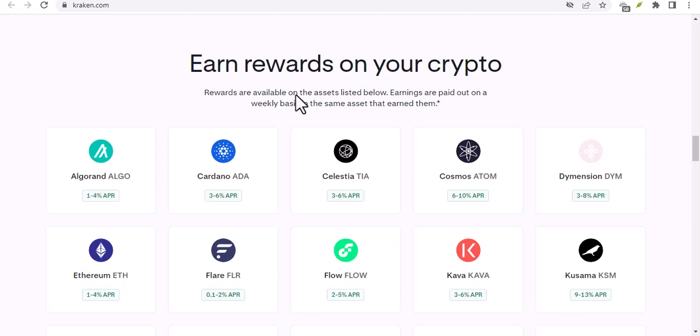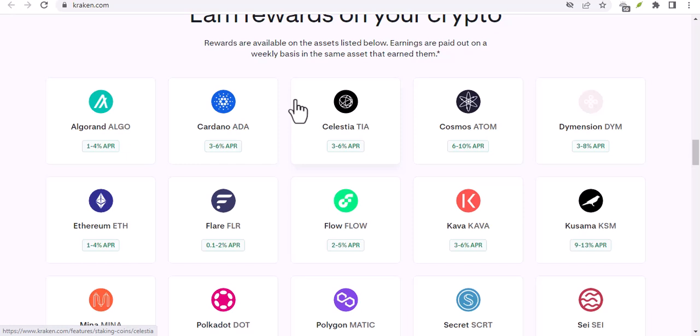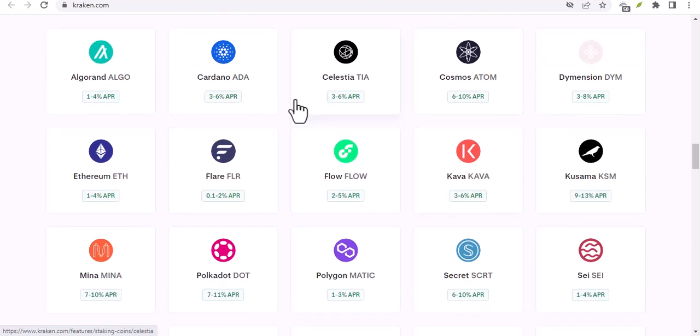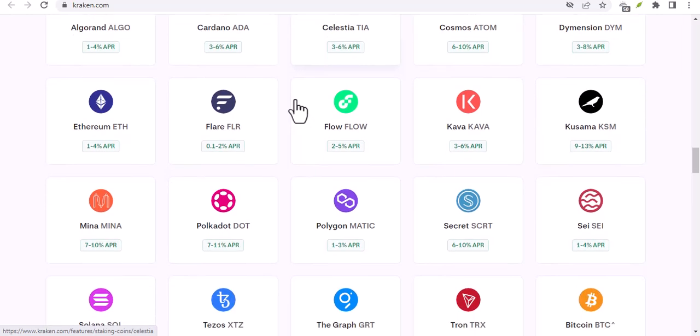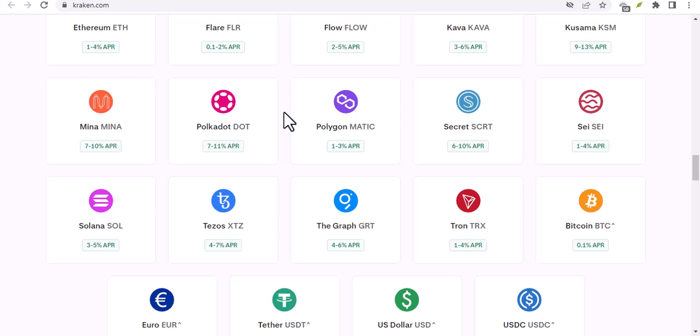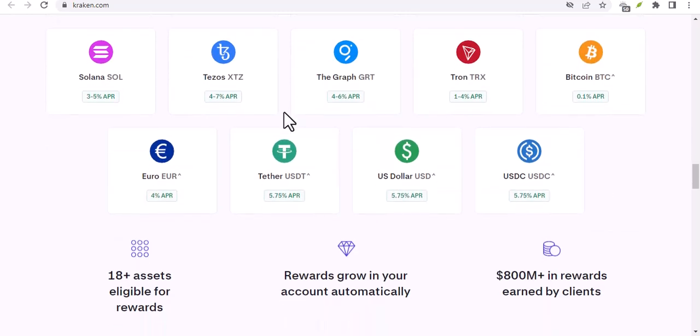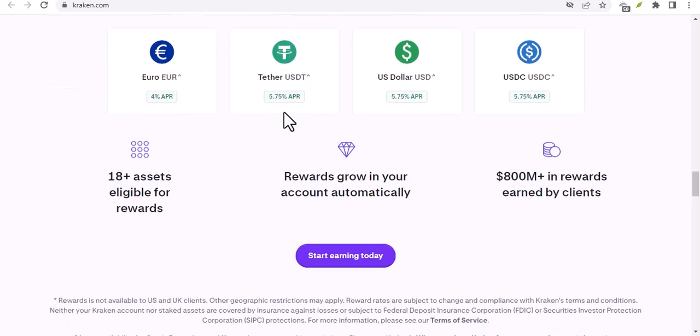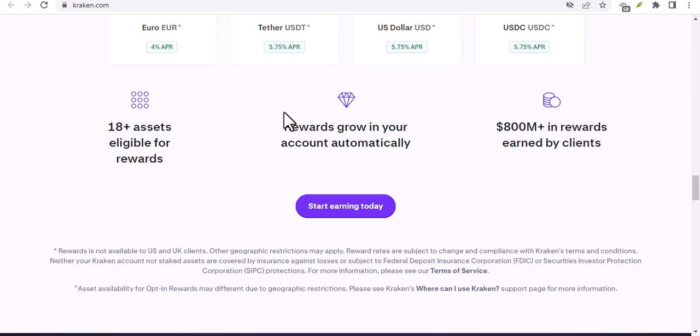Global economic conditions. Macroeconomic factors like interest rates, inflation, and geopolitical events can influence the overall cryptocurrency market, including the price of USDT. Technical analysis. Traders often use technical indicators like moving averages and relative strength index, RSI, to analyze price trends and make predictions. News and announcements. Any news related to USDT, Kraken, or the broader cryptocurrency market can impact the price.